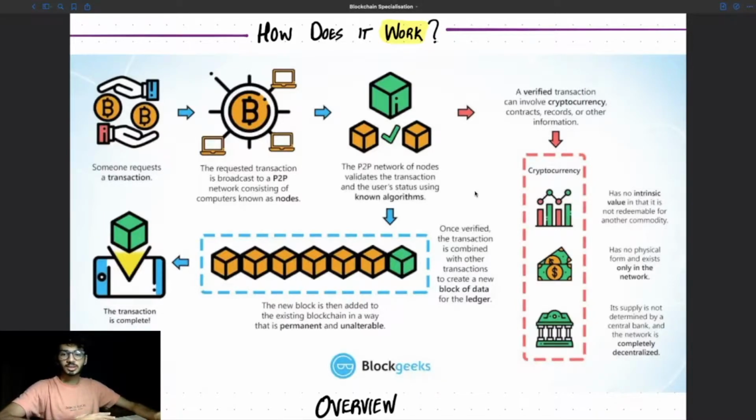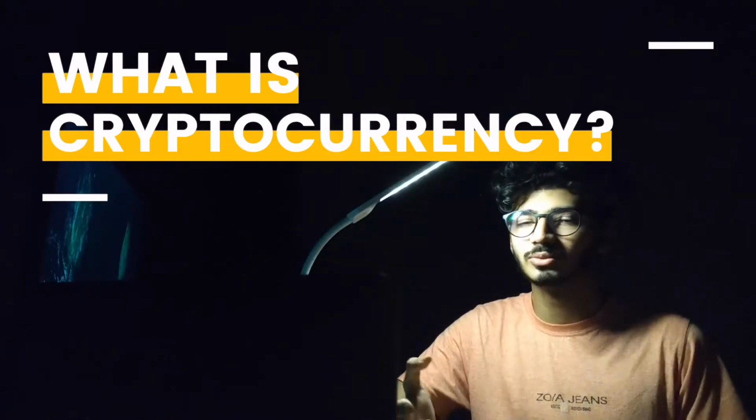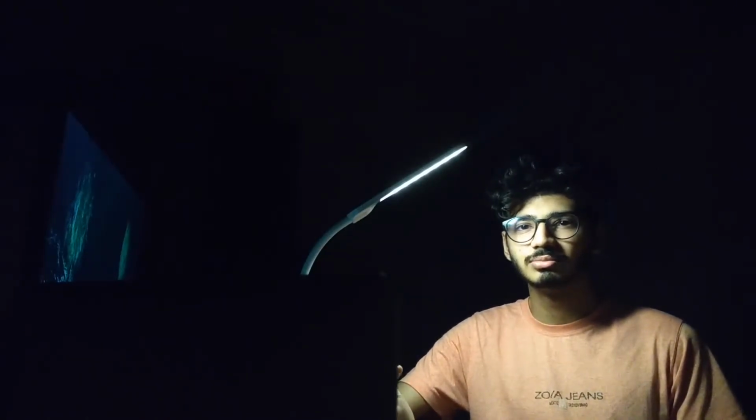Whichever miner solves the puzzle first receives the gas price or the small token fee, and once the transaction is verified, a new block is added to the ledger. Once a block is verified, it is combined with other transactions to create a new block of data in the ledger. The new block is then permanent and unalterable. Once this cycle is complete, the transaction is complete. Credits to Blockgeeks. Now that we understand what blockchain is and how it works, what is cryptocurrency?